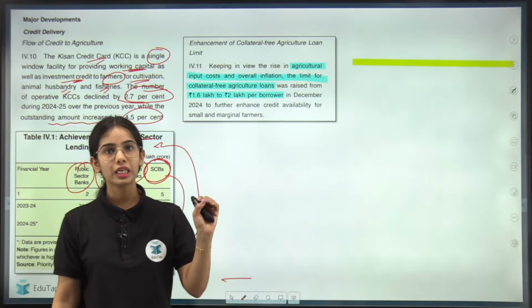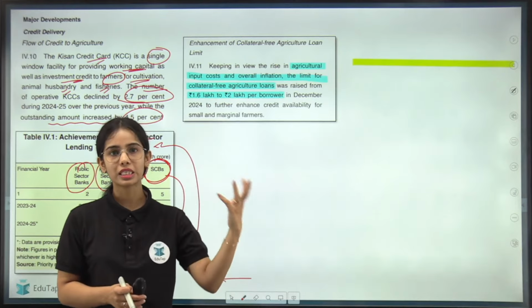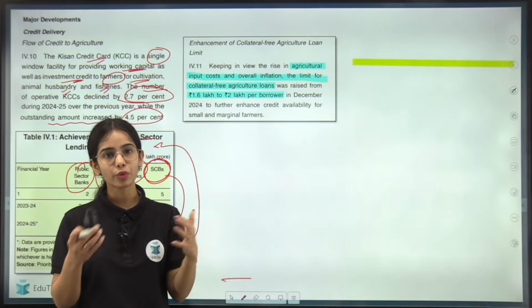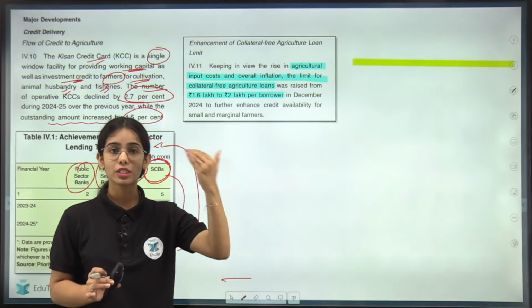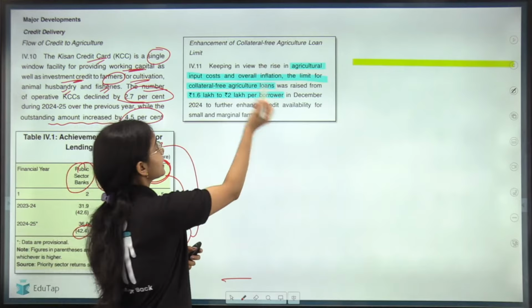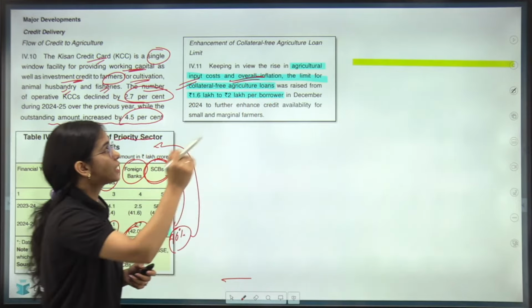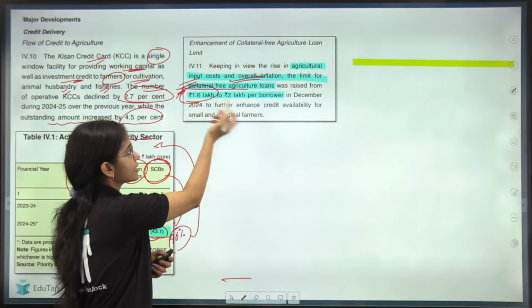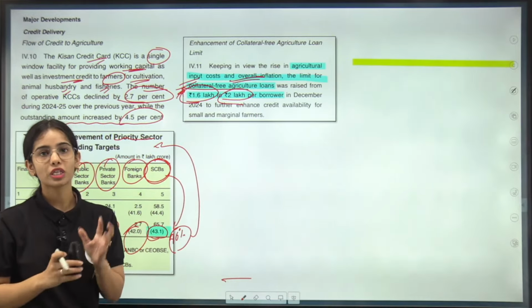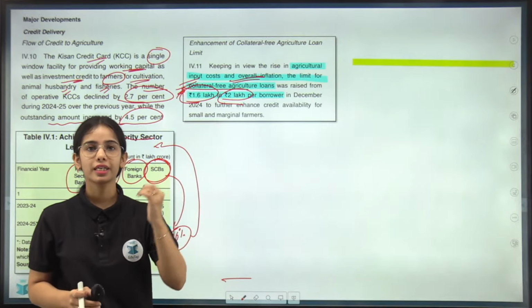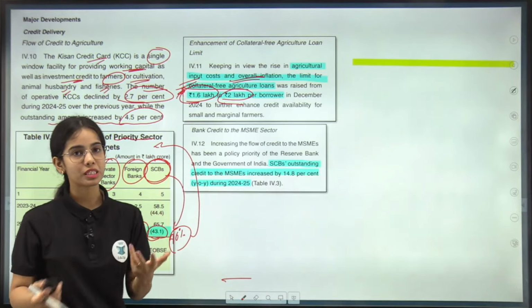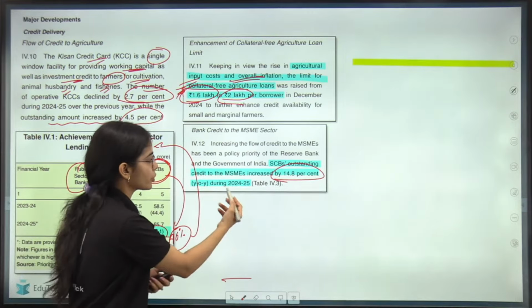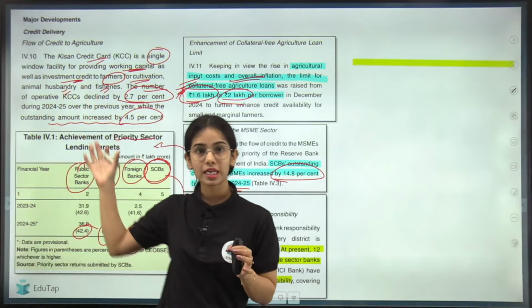Next is enhancement of collateral-free agricultural loan. So what happened is that in the previous year, you must have seen that in 2023 there was a lot of inflation in the economy, and in 2024 also the inflation, though it was decreasing, was still high. So keeping in view the inflation, the rise in agricultural input cost and overall inflation, the limit for collateral-free agricultural loans was raised from 1.6 lakh to 2 lakh per borrower in December 2024, so that further money can be provided to the farmers so that they can sustain their activity and continue farming. Next is bank credit to the MSME sector. Bank credit to the micro, small and medium enterprises sector has increased by 14.8% during 2024-25. Financial inclusion.